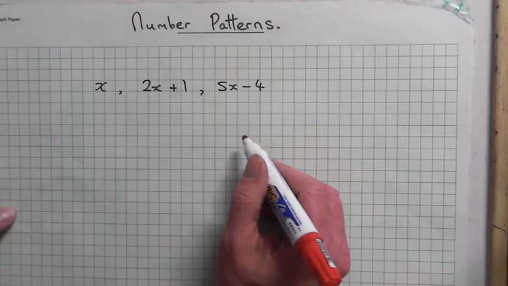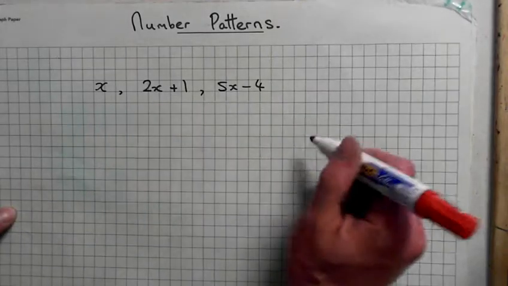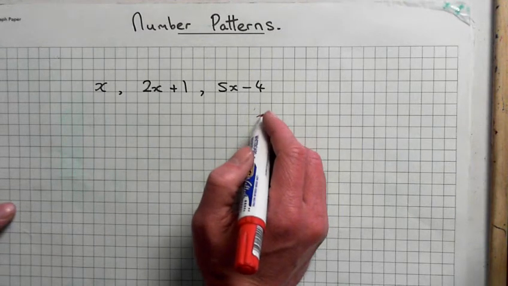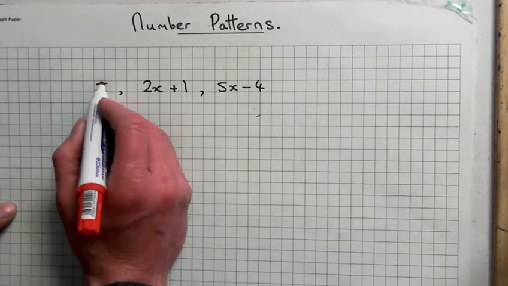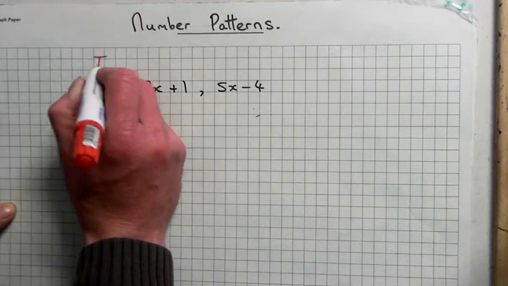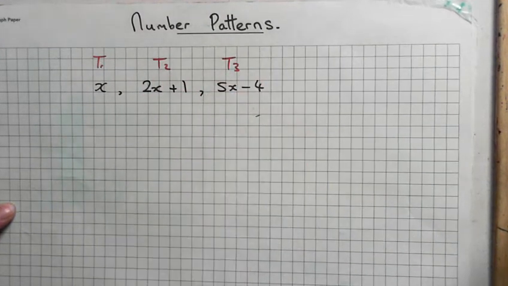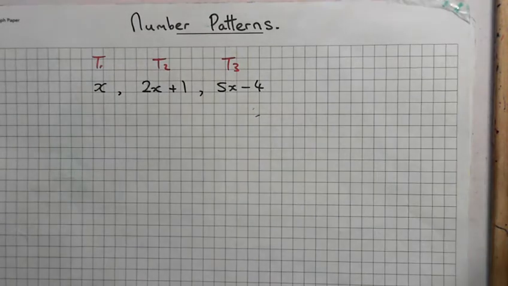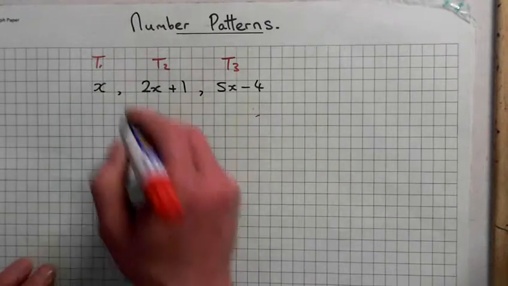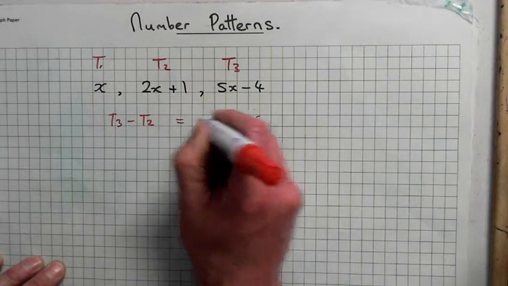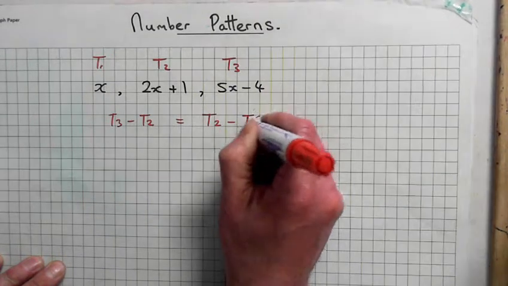And you had to figure out, first of all, what the x value was, and then by figuring out the x value you could figure out what t1 is. We don't know what t1 is. You don't have to write this down, just watch t2 and t3. So we said the formula was t3 minus t2 is equal to t2 minus t1.